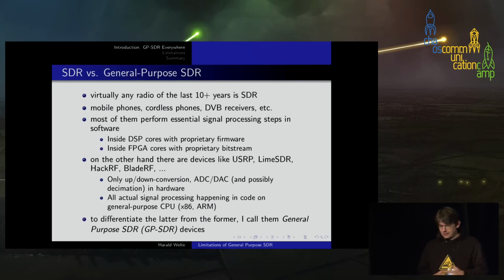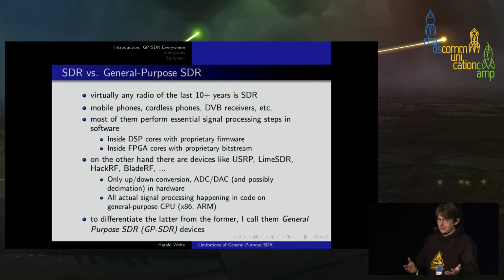Most software-defined radio devices that are not general purpose, such as phones or DVB receivers or, as I said, virtually any radio, perform those essential signal processing steps in software. That's why it's called software-defined radio, but that happens inside DSP cores, typically inside FPGAs, most often with proprietary bitstream or firmware.